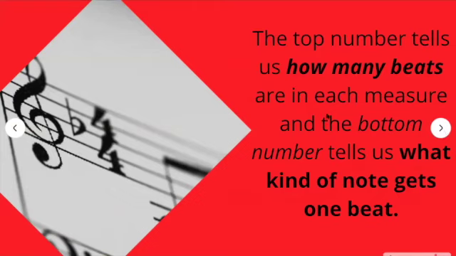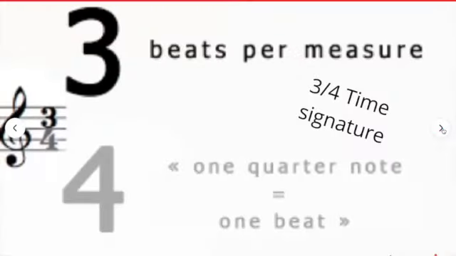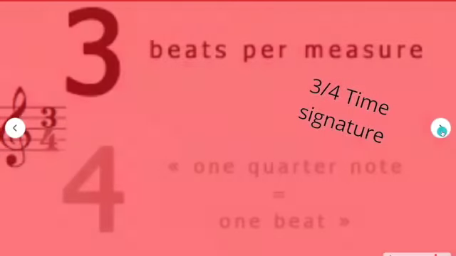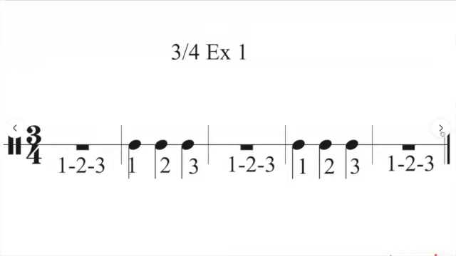All right, so remember the time signature tells us how many beats are in each measure, and the bottom number tells us what kind of note gets 1 beat. Well, if we can play 3 dotted half notes in a row, 1, 2, 3, 1, 2, 3, we just played in a new time signature. That time signature is 3/4, meaning there are 3 beats in each measure, and the quarter note still receives 1 beat.